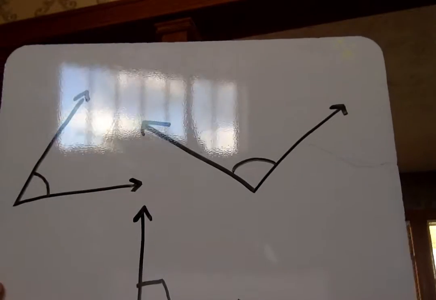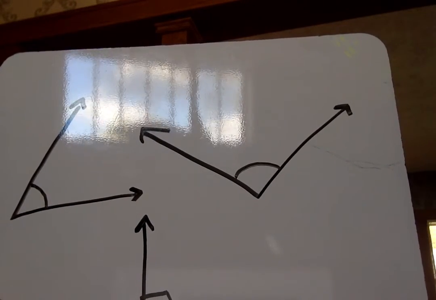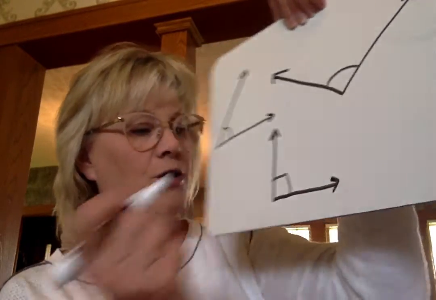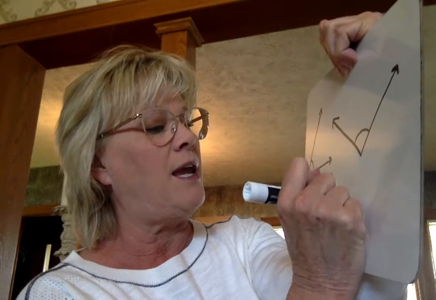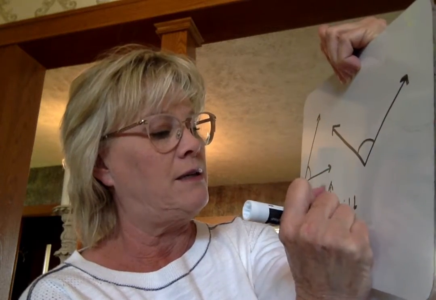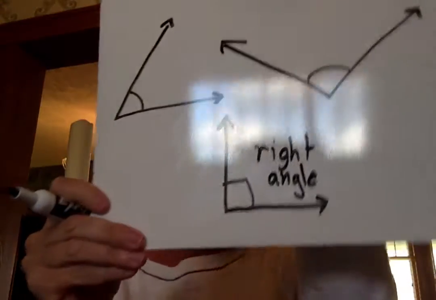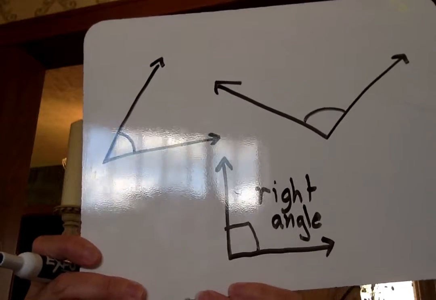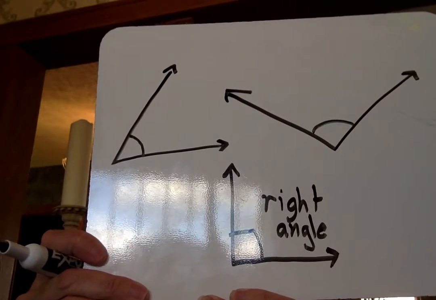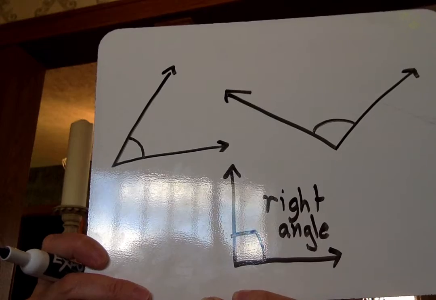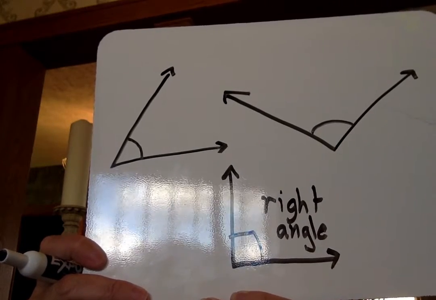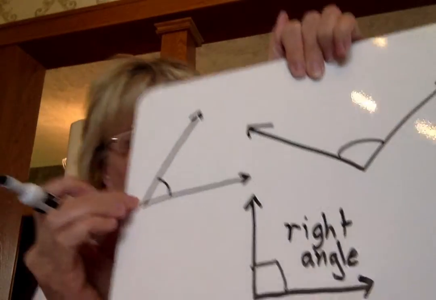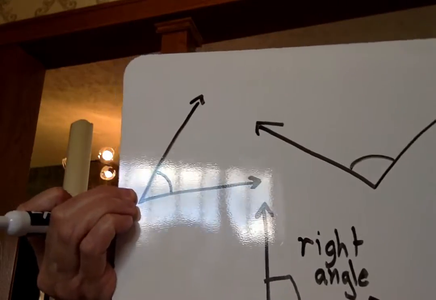Which of these angles on the board looks like the corner of a square? Exactly, this one right here. And it is called a right angle. Right here is a right angle. What kinds of lines make right angles? Perpendicular lines. Which of the angles on the board is smaller than a right angle? Exactly, this one right here.